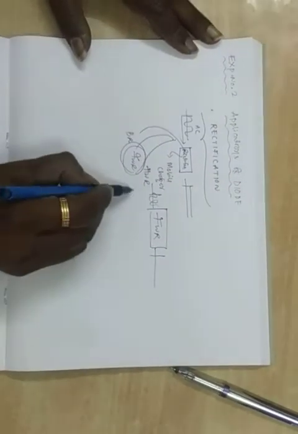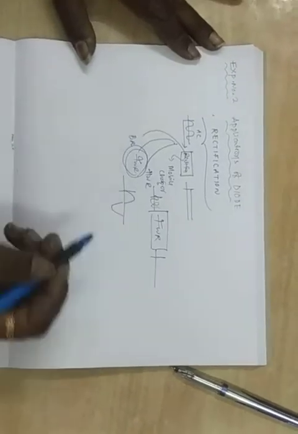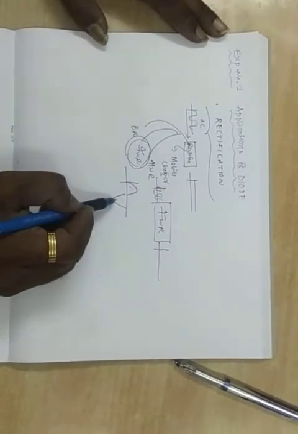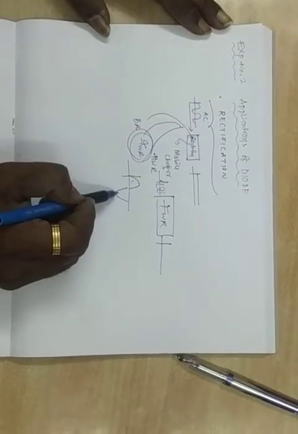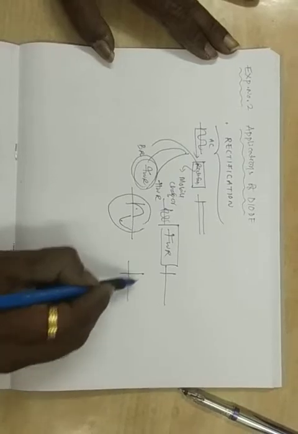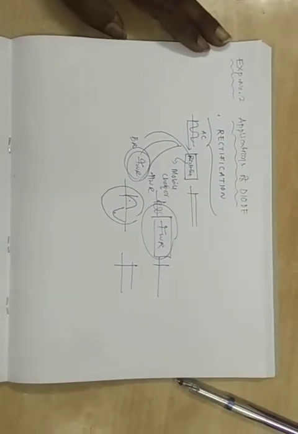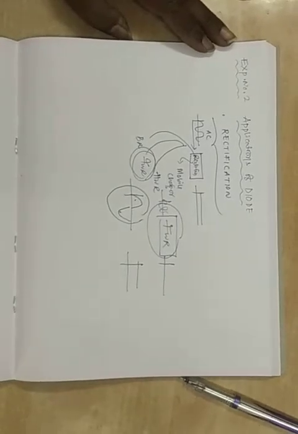Full wave means this is a half wave and this is one more half wave. Positive half cycle, negative half cycle, combinedly you can call a full wave. This complete full wave is converted into DC, so this rectifier is named as full wave rectifier.